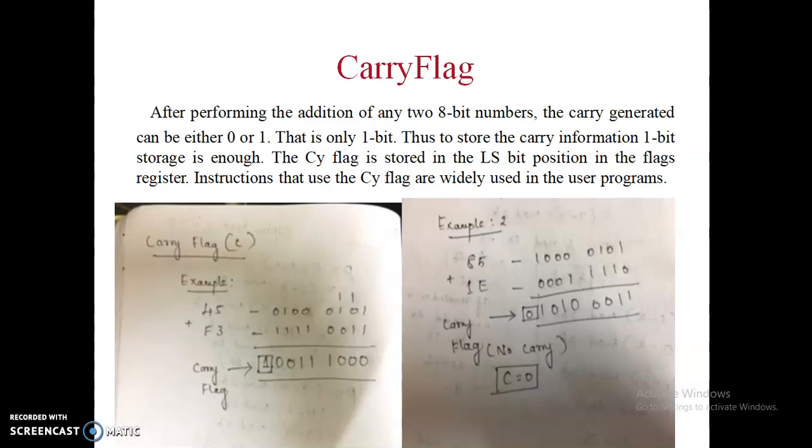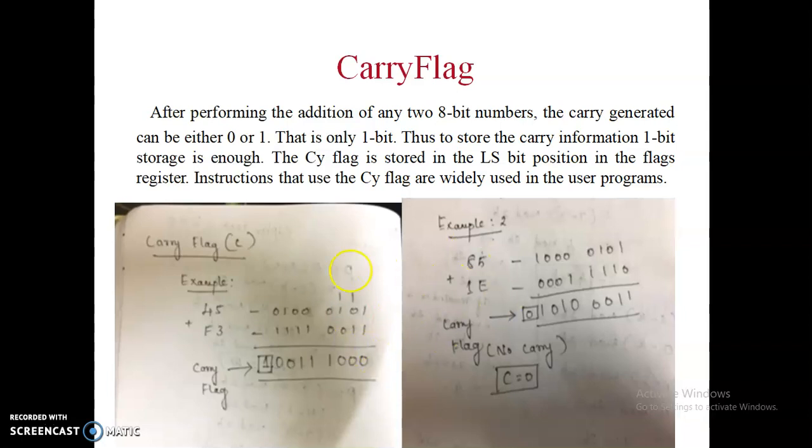Instructions that use the carry flag are widely used in user programs. Here you can see in this first example, the value 45 is added with F3H. This is the decimal number, which is converted into a binary number. 4 is equivalent to the binary number 0100, and 5 is equivalent to the binary number 0101. You all know the conversion of decimal to binary very well.